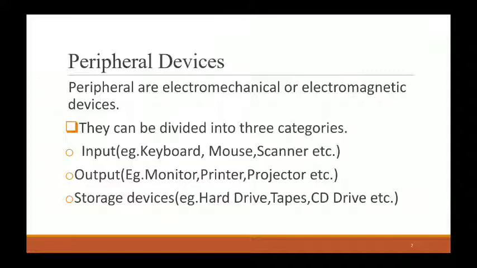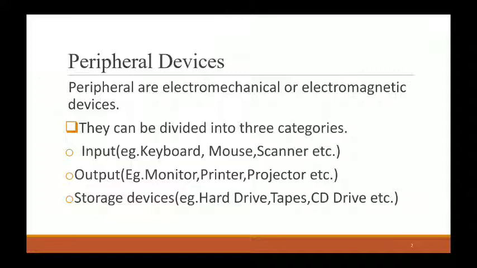Again, we have a need: we have to store the data for the future purposes also. We have to make records. We have to store the images. We have to store the large softwares for the future purposes. So what will be the devices in which we will be storing these type of the data? These devices will be the storage devices.